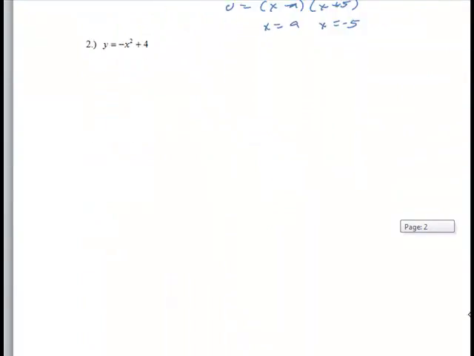Example 2, do the exact same thing. Quadratic equation in standard form. It is in standard form where a is equal to negative 1. B, though, is simply equal to 0. We don't have any x terms, so it's the same thing as 0x, which is 0. And c is equal to 4.